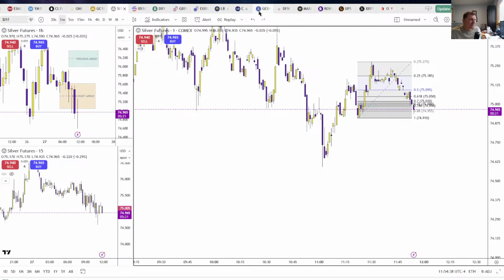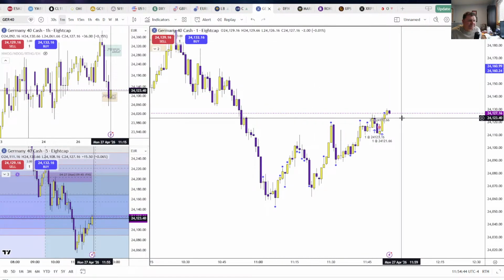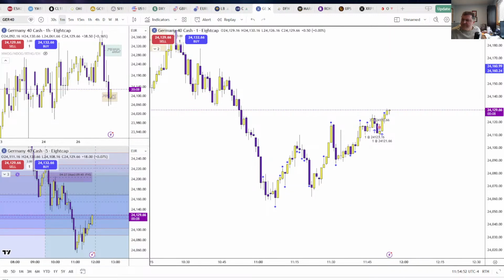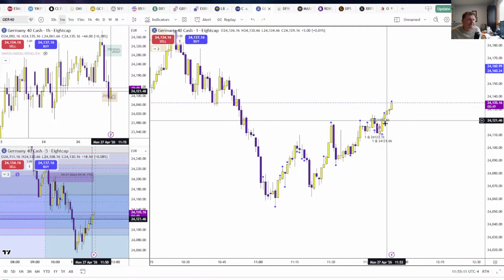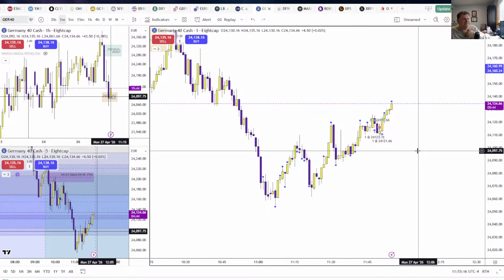Did DAX make the move? It did. Right there. Look at that. Right on the precision. Nice.